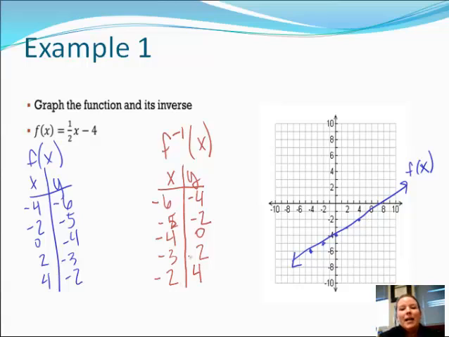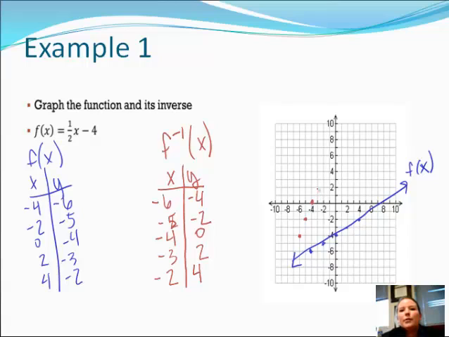I'll just switch them. Now, always write this out, because when you go to graph it, you can get real confused real fast. So make sure you write it out so you know you're reading from this table. So I'm going to go -6 to -4 and put a dot. I'm going to go -5 to -2 and put a dot. -4 and 0.